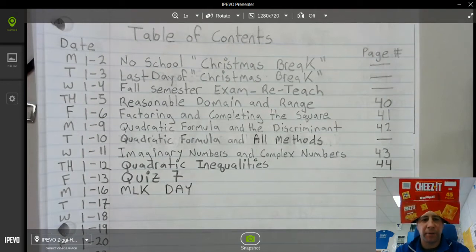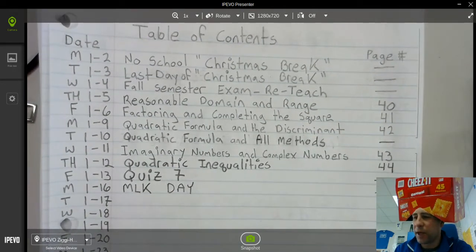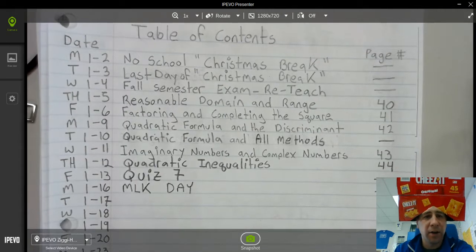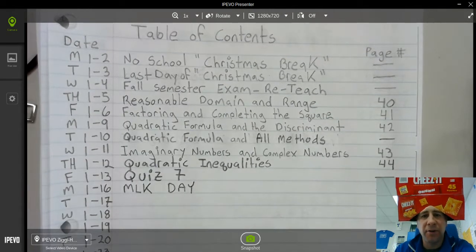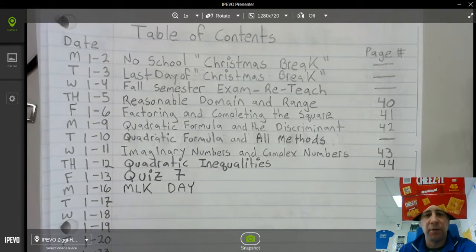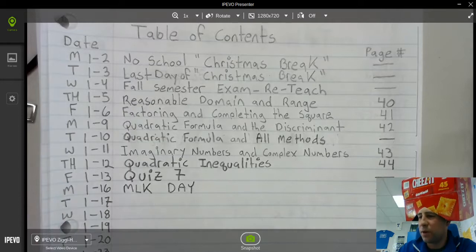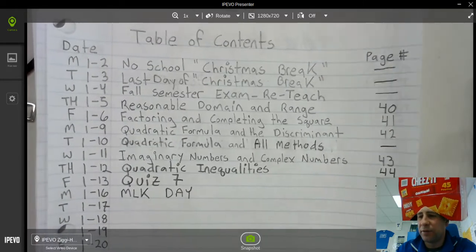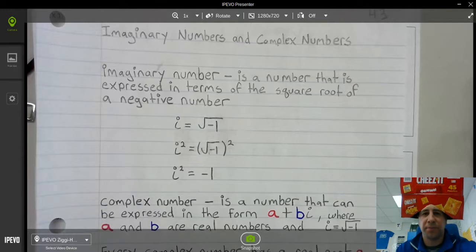Welcome again, Wildcats. All right, so today we're looking at Wednesday, January 11th, imaginary numbers and complex numbers, and that's going to be on page 43. So if you would, pause the video and update your table of contents. All right, now that your table of contents are updated, let's look at our notes.